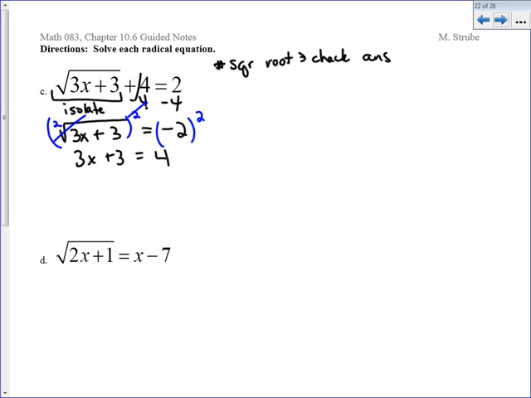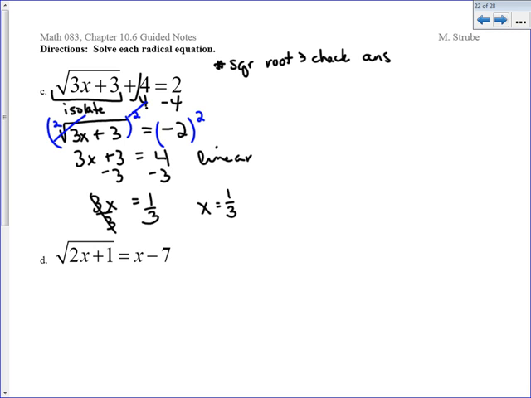What type of equation is this? Linear. So I can subtract the 3. So I have 3x equals 1. Divide both sides by 3. And get x equals 1/3.